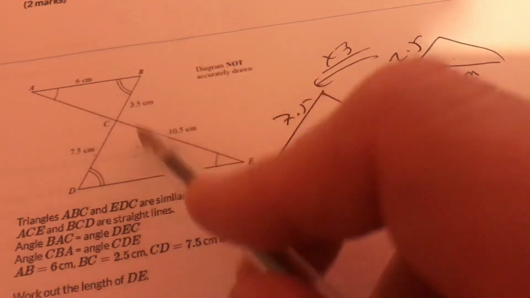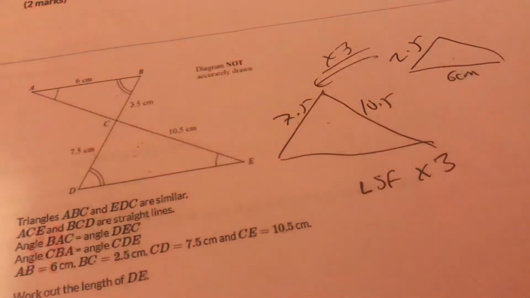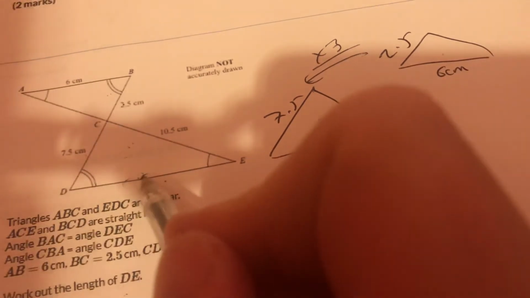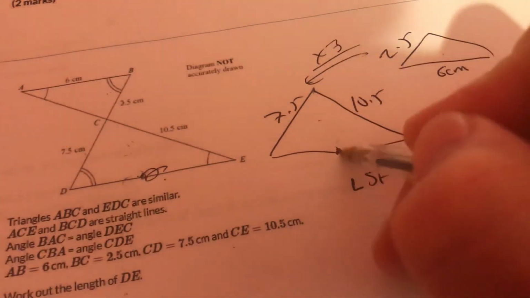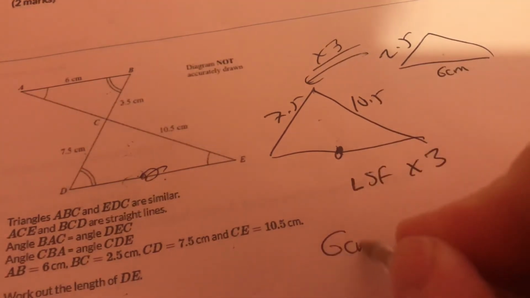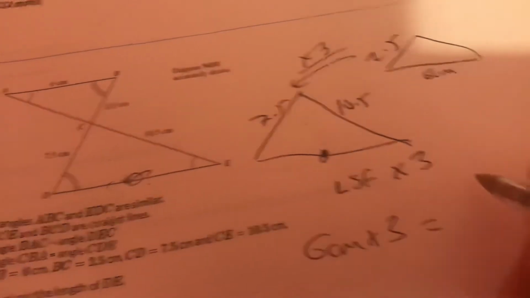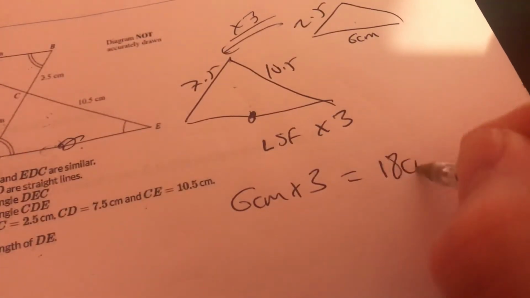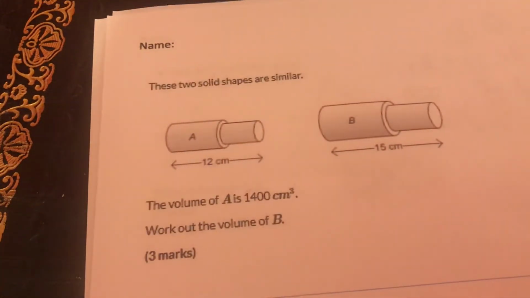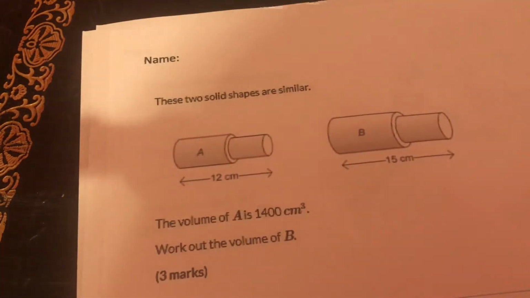These ones are similar, and those lines are parallel, by the way. So we need to find DE, which is the base of the large triangle. So 6 centimetres times 3 equals 18 centimetres. So that base there would be 18 centimetres. Right. On to the last page. Now, we've got volume here.